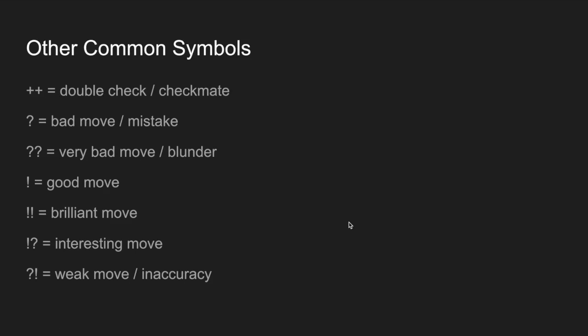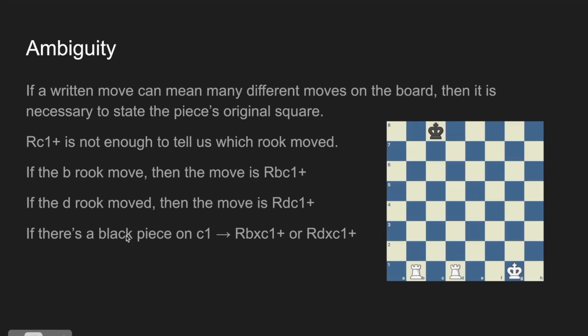Besides check and checkmate, there are also other common symbols which you put at the end of a move to tell you more information about the move. Two plus signs can either mean double check or checkmate. A question mark means that the move is bad. Two question marks means it's a very bad move. An exclamation mark means that it's a good move. Two exclamation marks means it's a brilliant move. An exclamation mark followed by a question mark means that the move is interesting. And a question mark followed by an exclamation mark means that the move is weak.